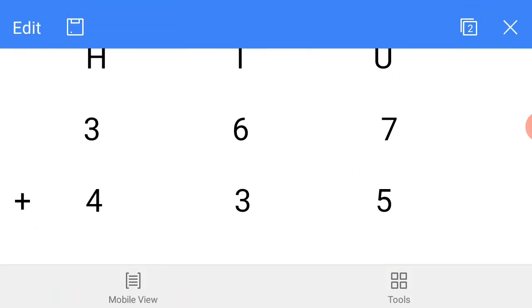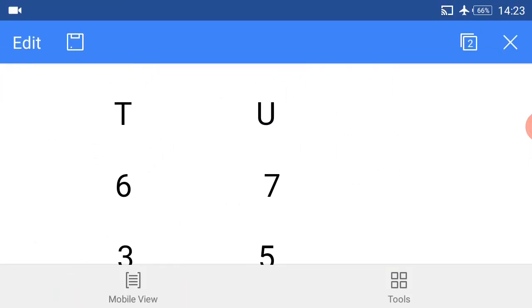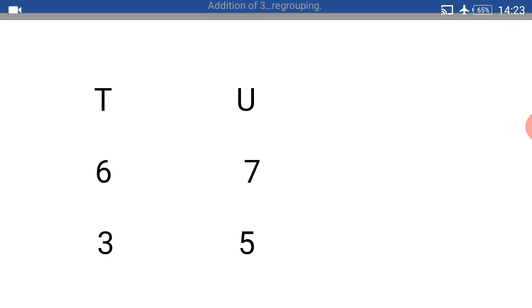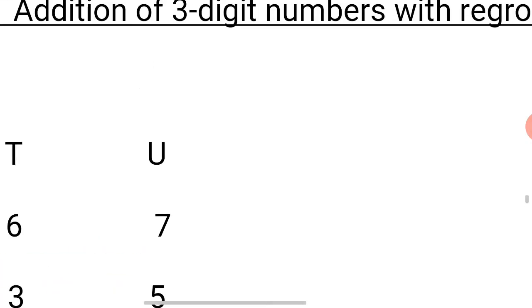Before we start, I want everyone to get paper and pencil. Have you all got paper and pencil? Now let's start. Under unit we have 7 and 5. Let's count 7. 1, 2, 3, 4, 5, 6, 7. Please count in your paper. Let's count 5. 1, 2, 3, 4, 5. Let's add them together. 1, 2, 3, 4, 5, 6, 7, 8, 9, 10, 11, 12.